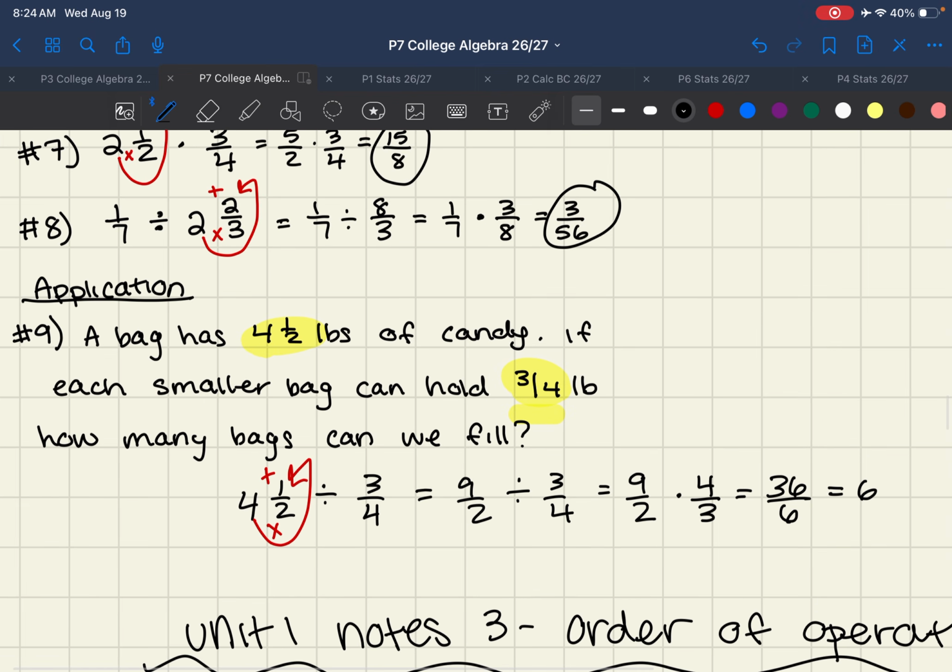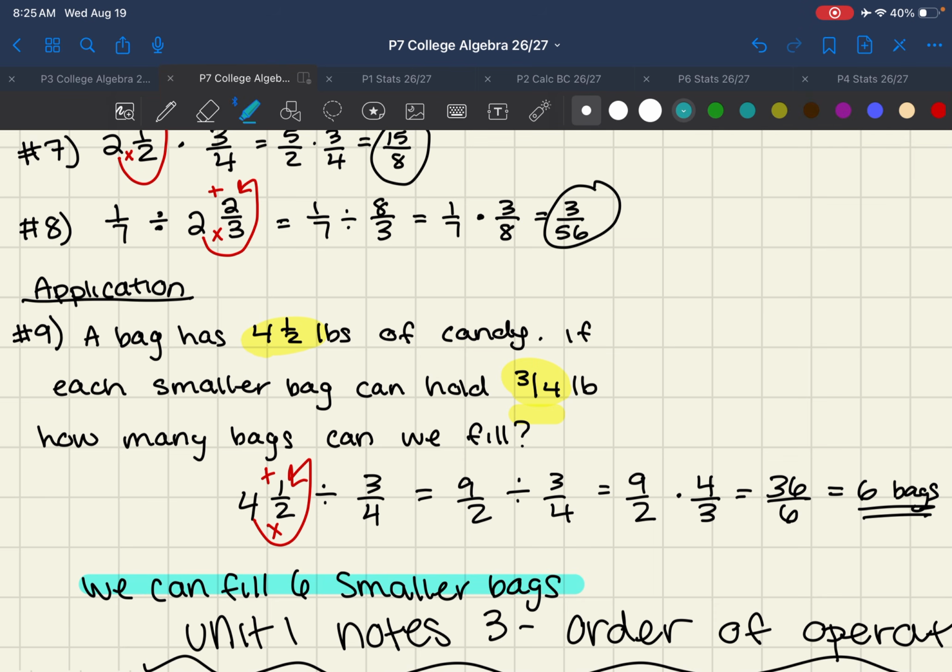Okay. However, I can't just write 6 and then write bags. Okay, that's another mistake I'm seeing a lot. Okay, that would not be a full credit answer. In order to get full credit, you would have to write a statement. So we would say, we can fill 6 smaller bags. And this statement here would be our answer.